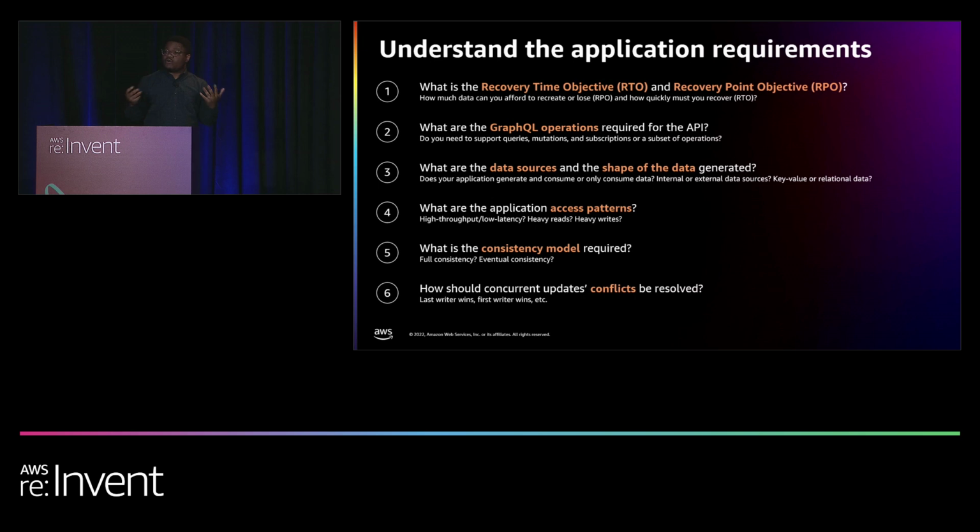And finally, how about conflict resolution? There might be cases where the same data is being updated by the AppSync endpoint in different regions. How do you decide which update wins?